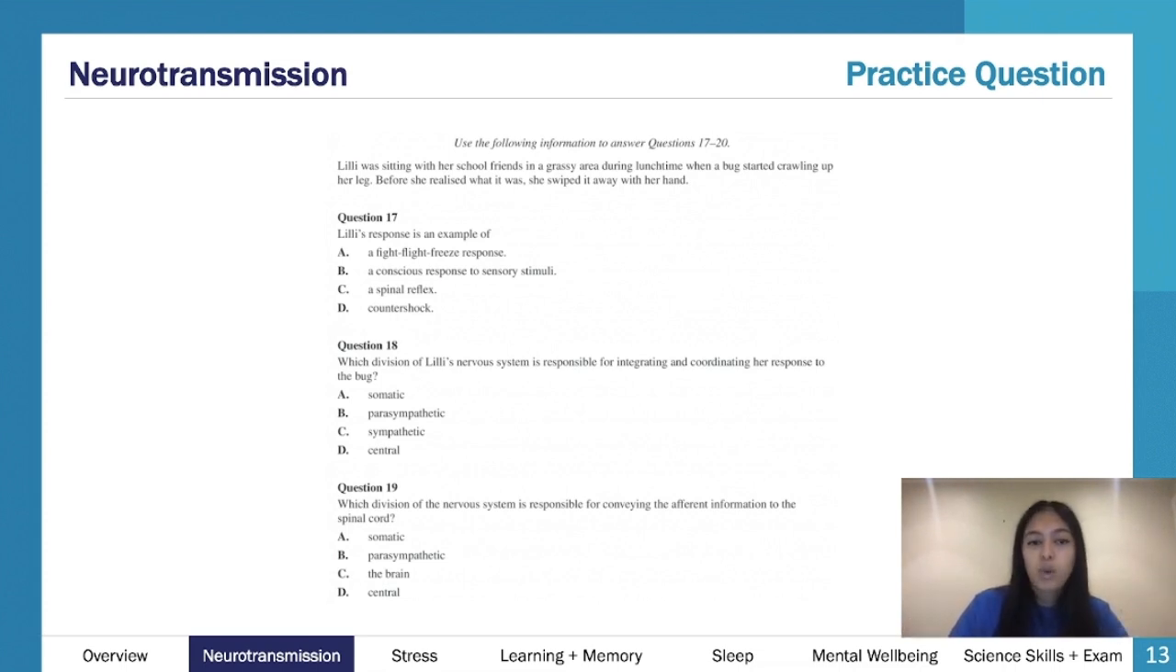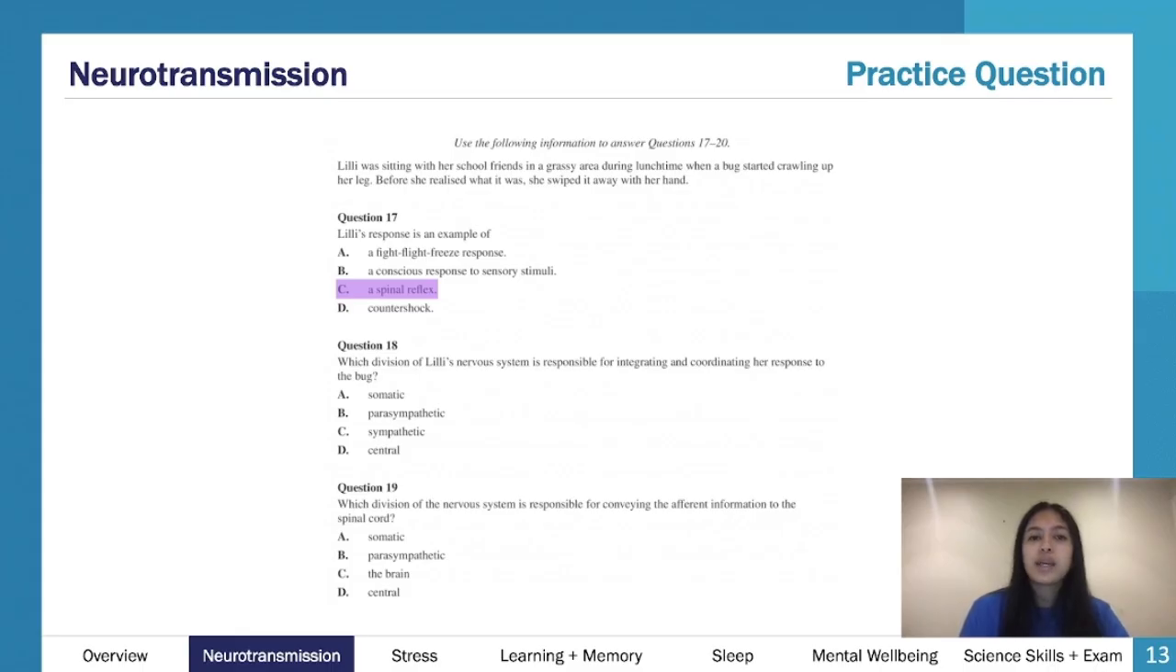"Before she realized what it was," that's what tells us that this is a spinal reflex. It's an unconscious response. It's involuntary. Because as we know, in a spinal reflex, you're not involving the brain in the actual reaction. Obviously, it's involved a bit later. But you're thinking about your sensory neuron, your interneuron in your spinal cord, and then your motor neuron. That's your spinal reflex, or your reflex arc.